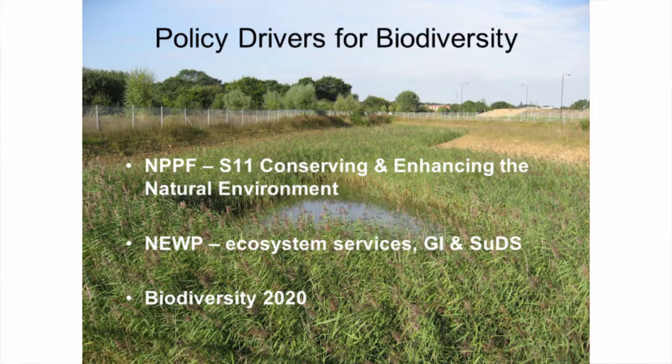I thought I'd start with some of the policy drivers for why we should consider biodiversity in SuDS. And I've highlighted a couple of important ones here. The National Planning Policy Framework introduces for the first time, I think, into the planning system the concept of ecosystem services and the wider benefits that come from that. And SuDS is a really good example of ecosystem services in practice. So it's using natural processes to manage floodwater, to improve water quality, to enhance biodiversity, for example.